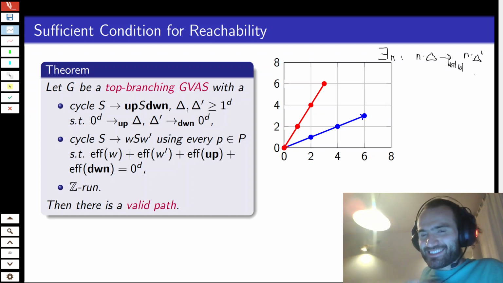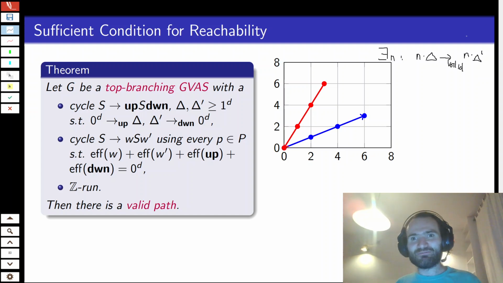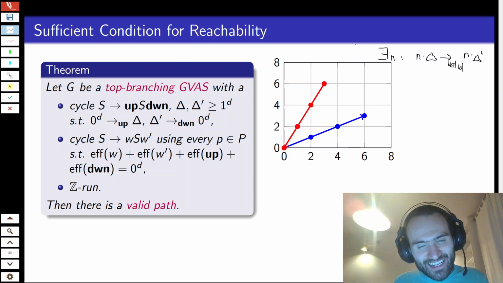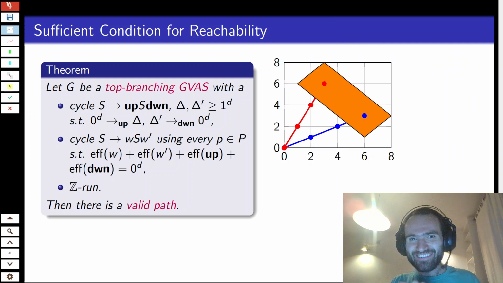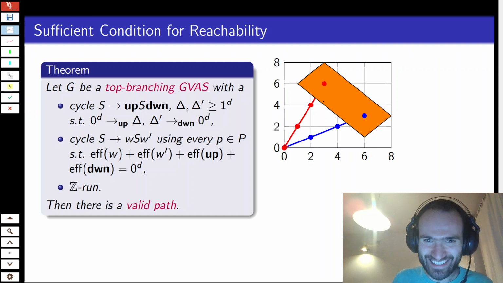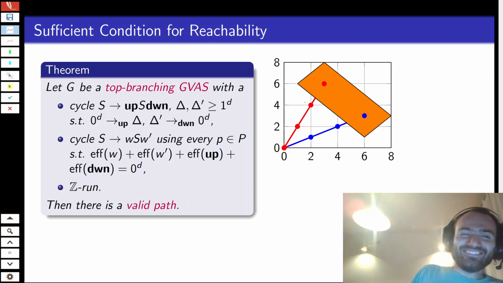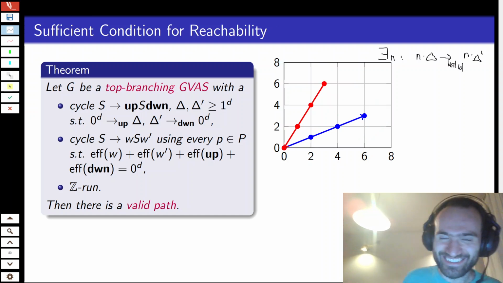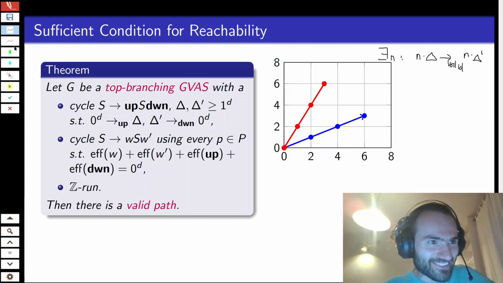And now you're going to ask, okay, but how did this make anything simpler? Now we have these weird deltas which we cannot control. Well, actually, this has just become very simple. I claim the proof is just this. I draw a rectangle. Why is this the proof?